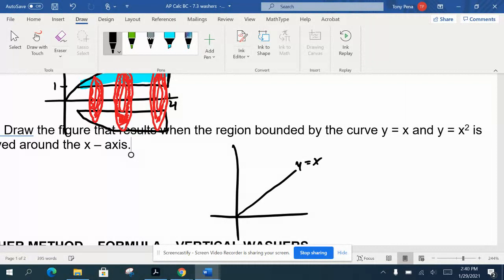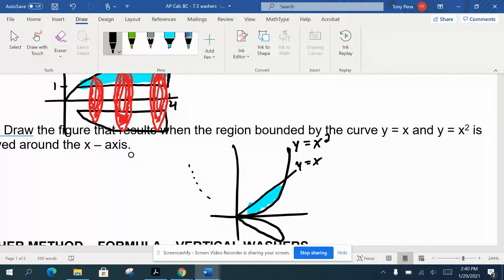Y equals x squared. So we don't necessarily need this over here. We don't need this. Where they're going to intersect is here. So this is y equals x squared. So our region now is this here. I want you to rotate that around the x-axis. So if I rotate that around the x-axis, it's going to look like this.